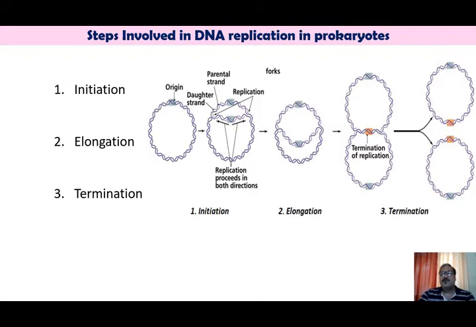And then the elongation process carries on till it comes to the terminal regions, and after the elongation process reaches the terminal regions, the two DNA strands separate, and this process we call termination. So the whole process of replication occurs in three steps: initiation, elongation, and termination. So now let us see each of these steps in detail in prokaryotes.